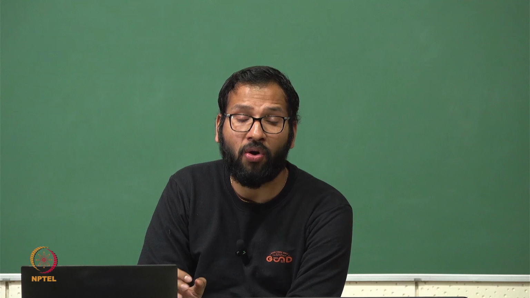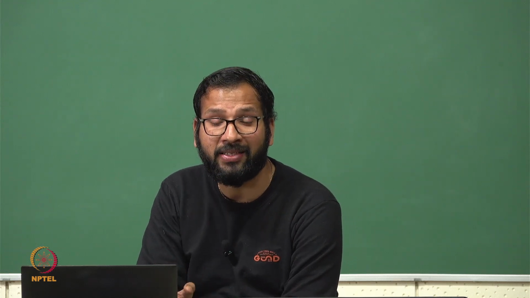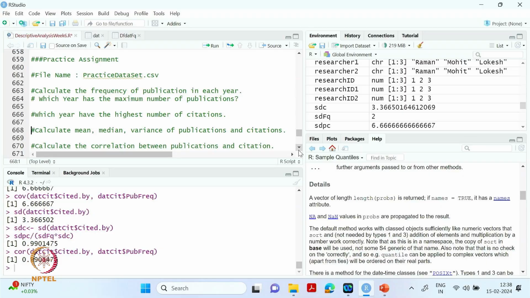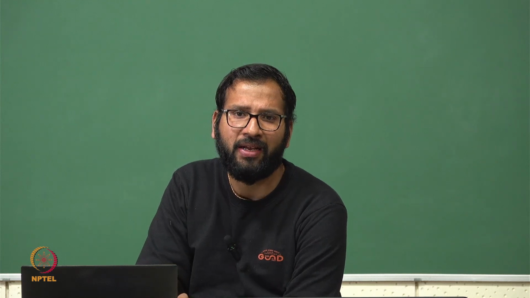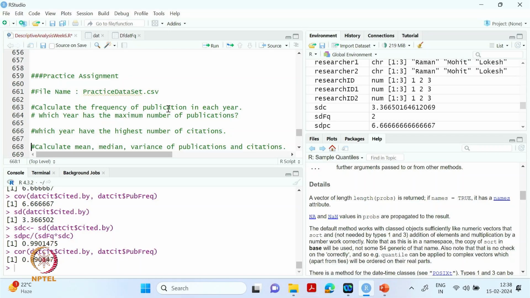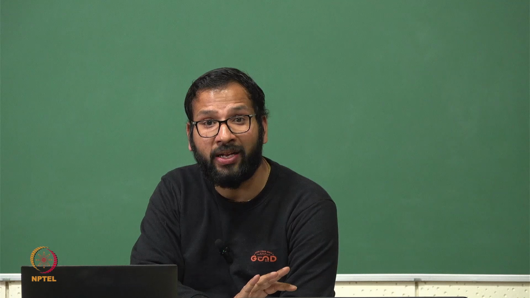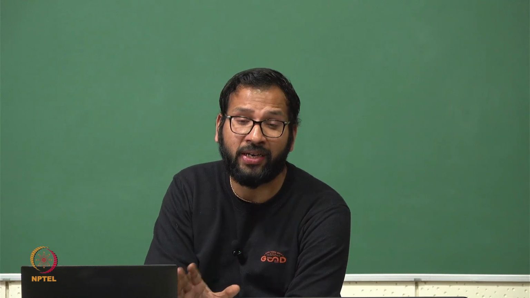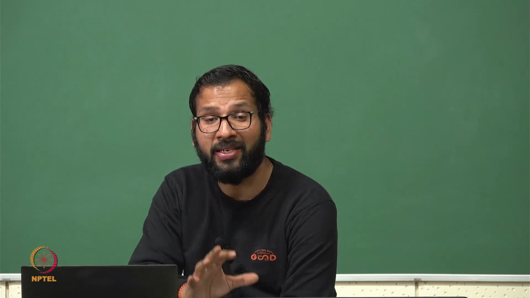Now I request you all, as a practice, to give a try on this practice data set, which I'll be providing on the GitHub repository. You download this data and do all the analysis we have discussed in these 3 lectures. Calculate the frequency of publications in each year, which year has the maximum number of publications or citations. Then also calculate the mean, median, and variance of publications and citations, and whether there is a positive correlation, a negative correlation, or no correlation between publication and citation. Please let us know through the discussion forum on this practice data set.